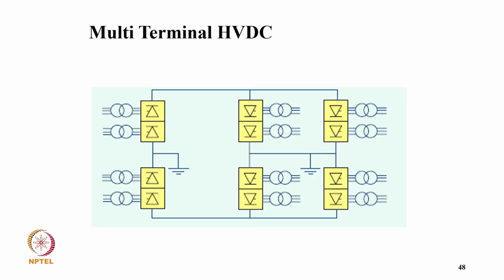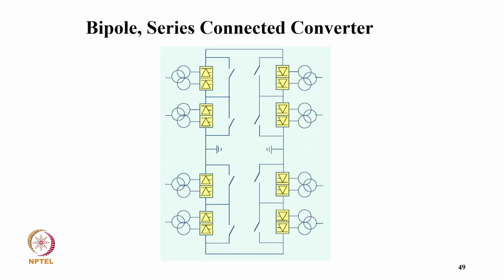Now coming to multi-terminal HVDC. In multi-terminal HVDC, you can say many converters are connected to the same line, and then bipolar is connected to the converter station. How it looks like.